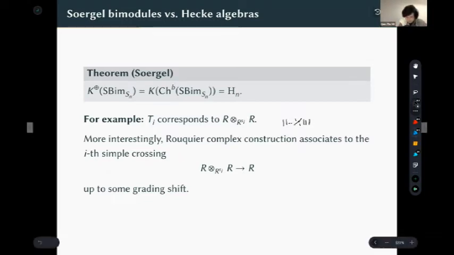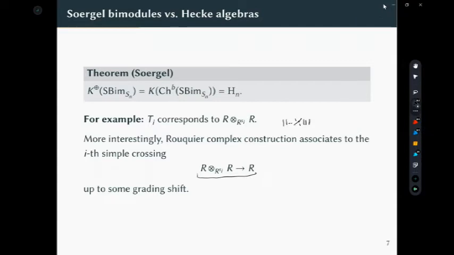So the most important thing to remember is that I need chain complexes to talk about elements in the braid group.